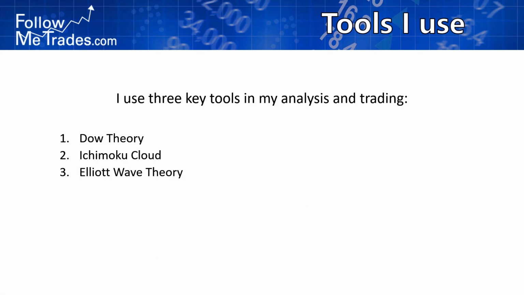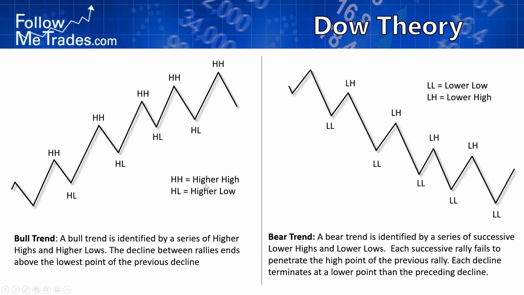All right. So here are three key tools that I use in my analysis and trading: Dow theory, Ichimoku Cloud, Elliott Wave. So let's talk a little bit about Dow theory. Charles Dow, the founder of the Wall Street Journal, wrote a series of editorials in the 1890s that explained his theory about how the market worked. One piece of that was trend analysis, and he said a bullish trend is identified by a series of higher highs, higher lows, higher highs, higher lows.